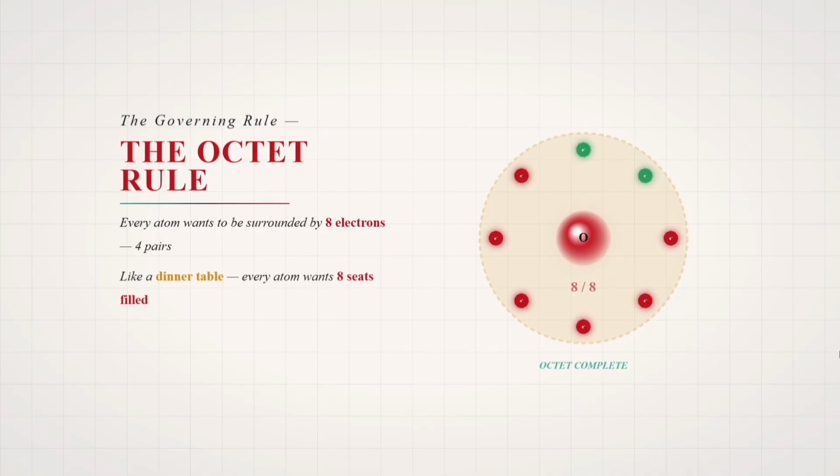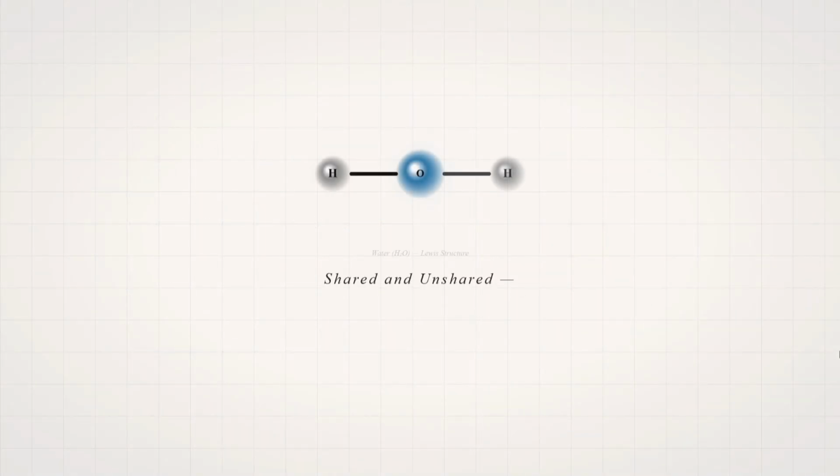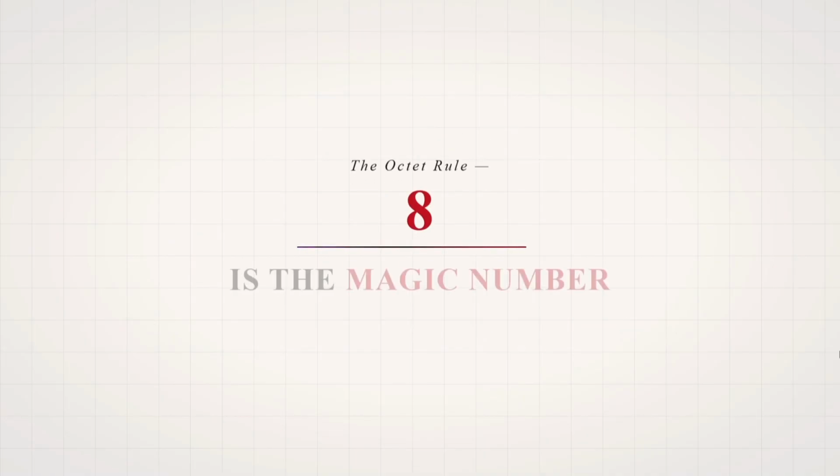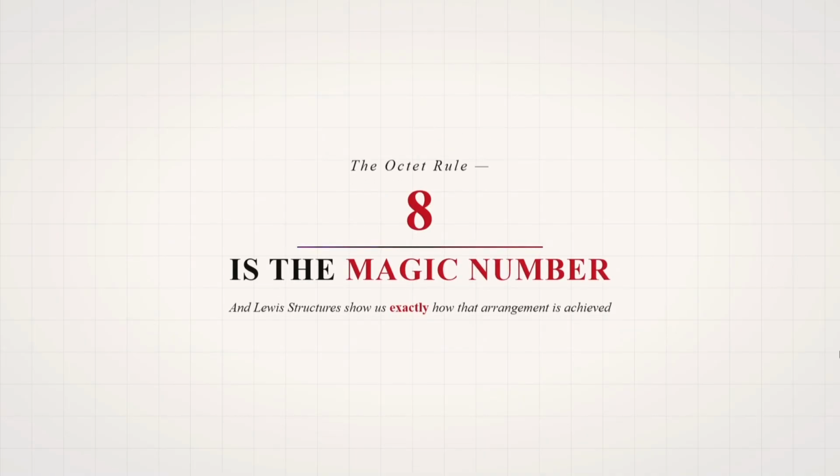Think of it like a seating arrangement at a dinner table. Every atom wants 8 electrons around it. It doesn't matter whether those electrons are shared with a neighbor or sitting alone. 8 is the magic number. And Lewis structures show us exactly how that arrangement is achieved.